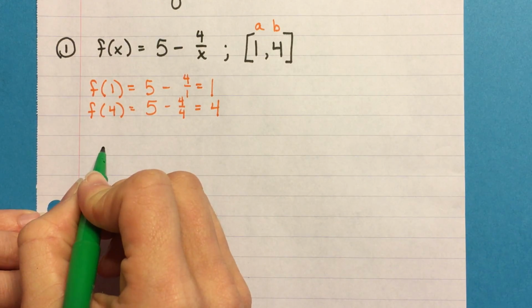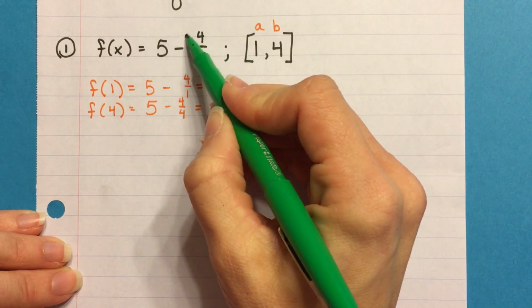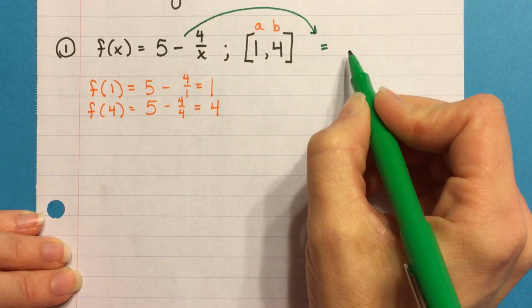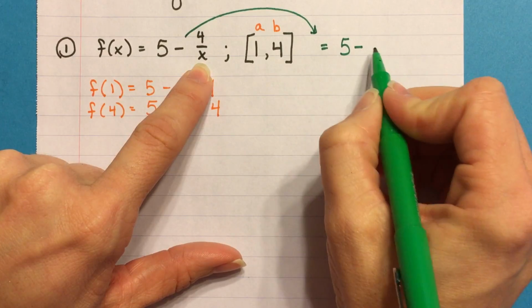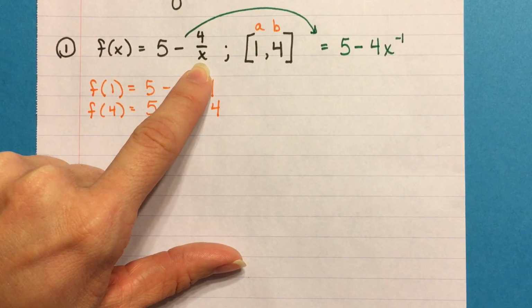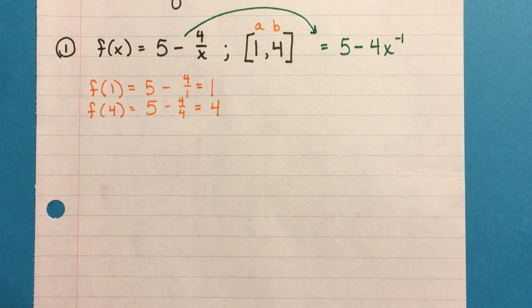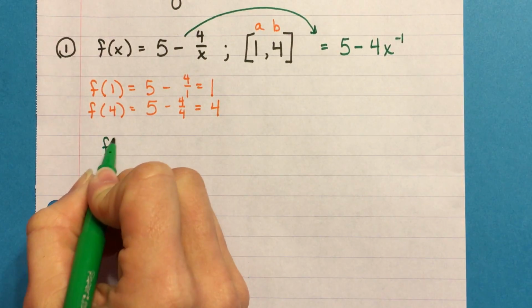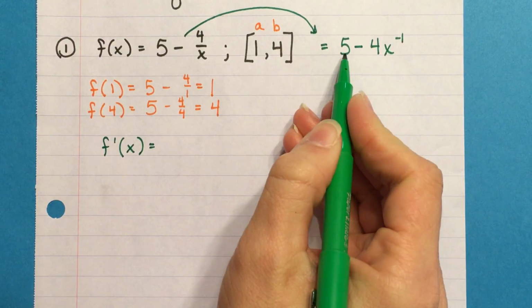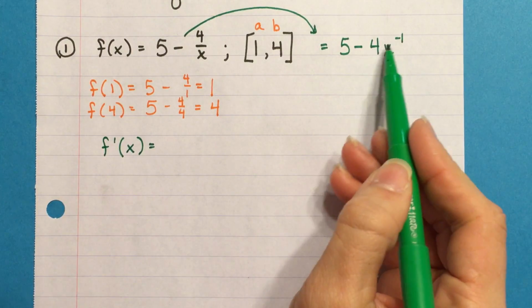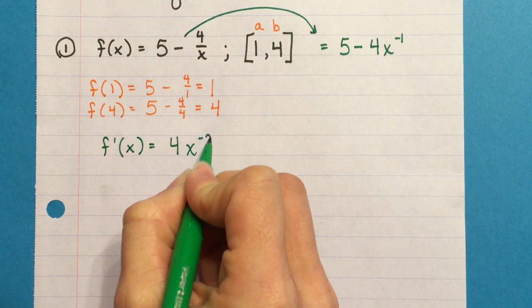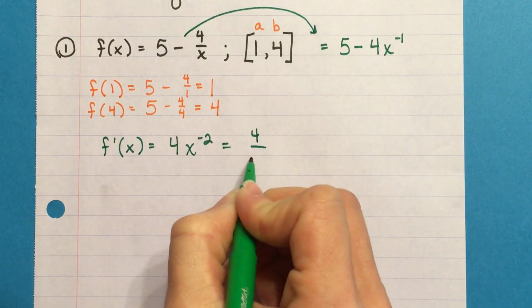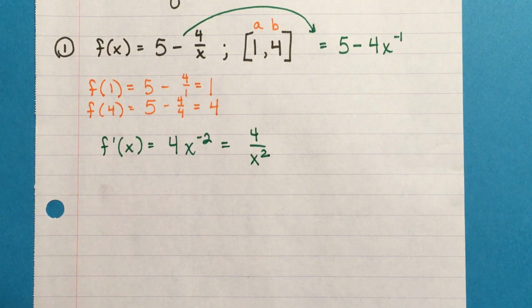Now, I'm going to actually rewrite the function. Let me just come back up here. And I'm going to rewrite this before I take the derivative. Because if I rewrite the 4 divided by x as 4 x to the negative 1, then I'll avoid having to do the quotient rule. All right, so my derivative, of course the derivative of 5 would just be 0. And now applying your power rule, that would give you negative 4 times x to 1 less power. Rewriting this so that you have a positive exponent, then that would just give you 4 over x squared.